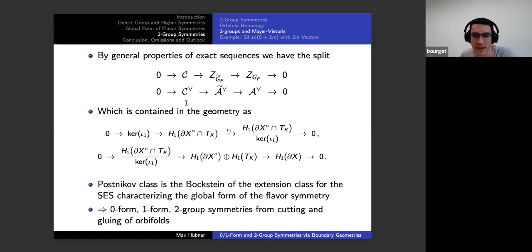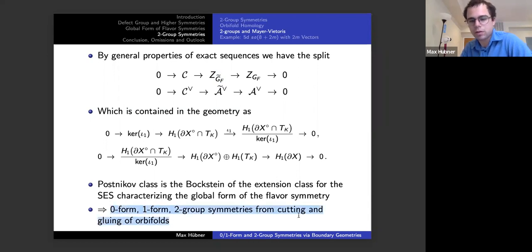So you're saying that each time you have an exact sequence with 4 terms, you can always find an object C which breaks it that way? Yes. Okay. Okay, thank you. And what's the interpretation then of the C? So in this case we're going to interpret it as the part of the naive flavor symmetry which is broken, which is not present. Okay.